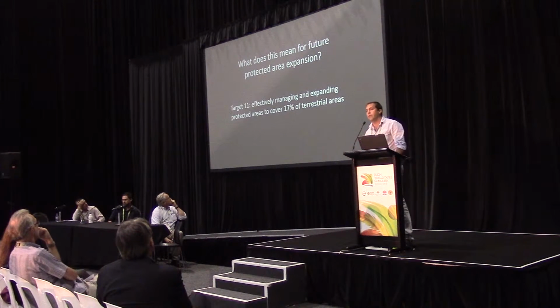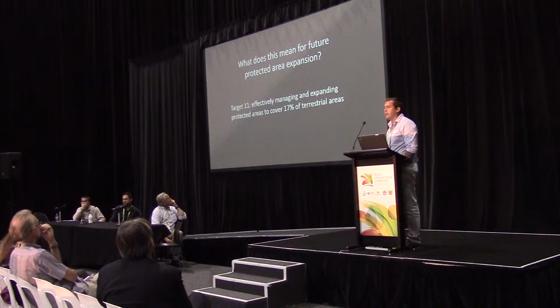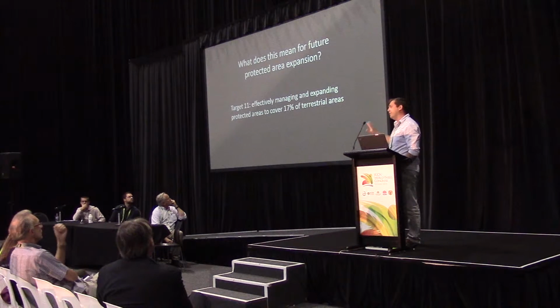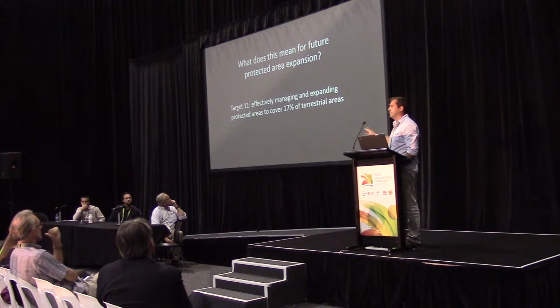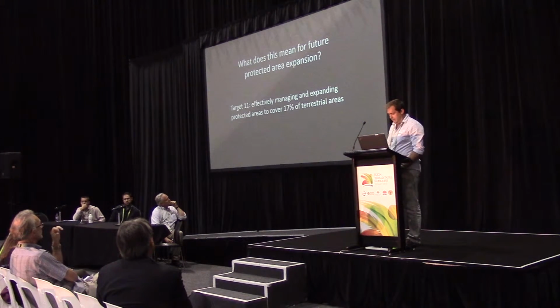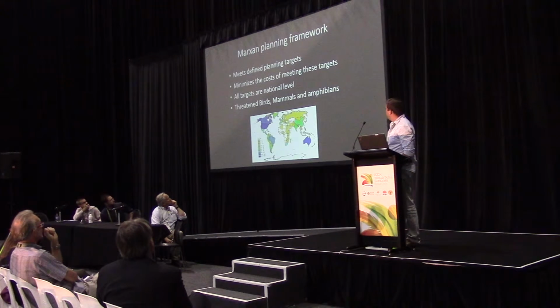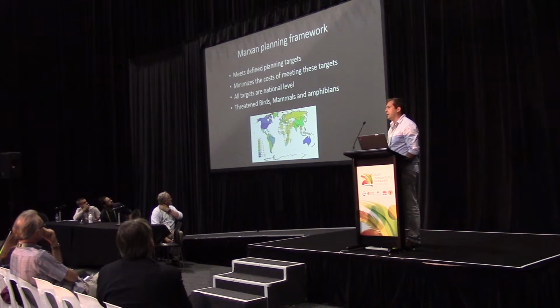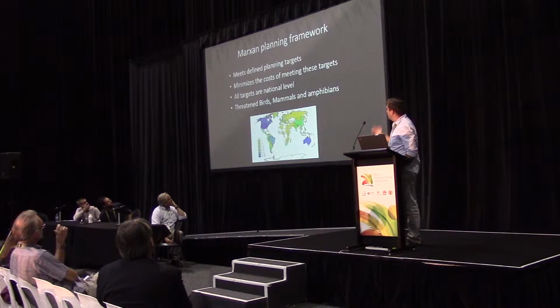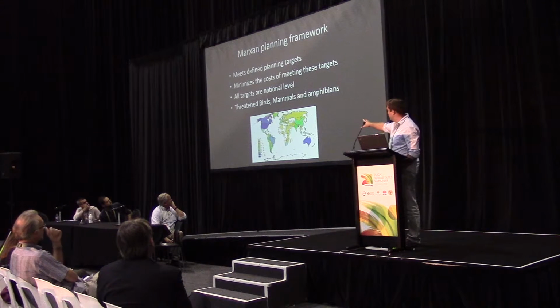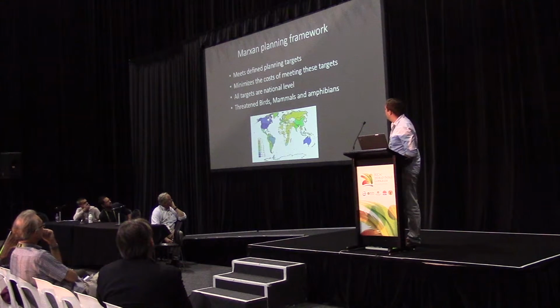What does this mean for the achieve 17% target and biodiversity conservation if we follow this similar pattern that we have in the past? So again, we use the planning software Marxan developed at the University of Queensland. It's used all over the world, as shown by that map there.